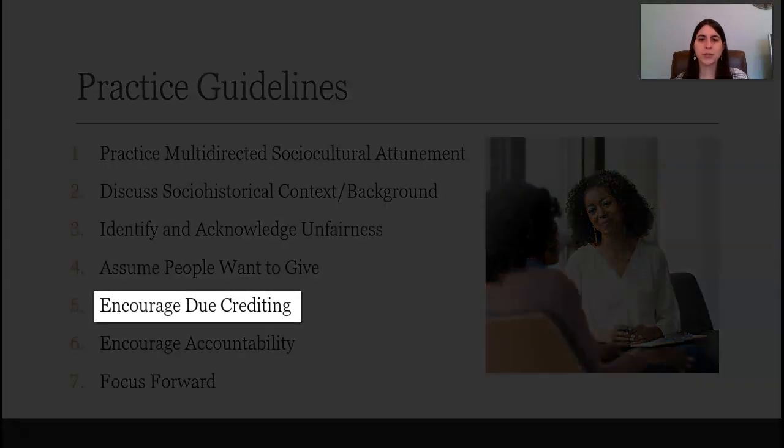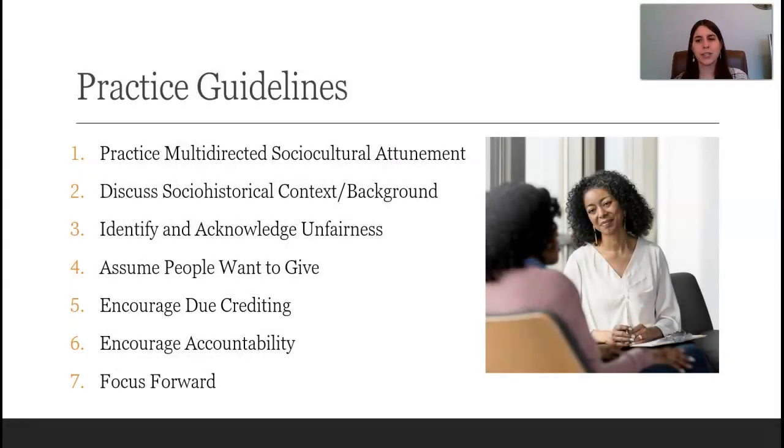Then you're going to want to encourage due crediting. So giving the other credit for positive contributions to one's life and to the relationship. So if we take these two together, right, we assume that people want to give, but we also want to encourage due crediting. So it's not just this expectation of taking, but giving, and giving can also include giving credit for the positive contributions that have taken place.